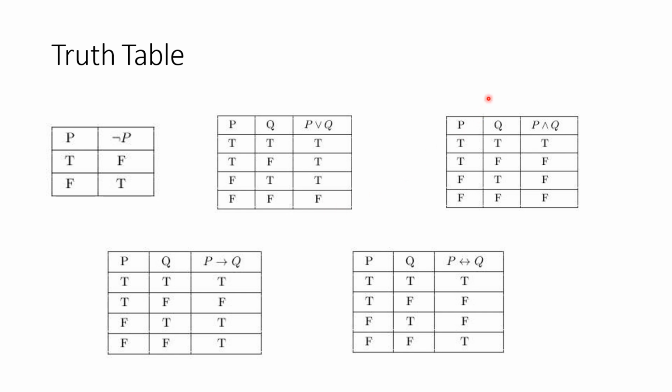Then the next case, that is P and Q. When both are true, then P and Q will be true. In the case of P and Q, only if both are true will P and Q be true. All other cases it will be false. You can see here, second case, P is true, Q is false, that is false. P is false, Q is true, then P and Q will be false. Both are false, then P and Q is false.